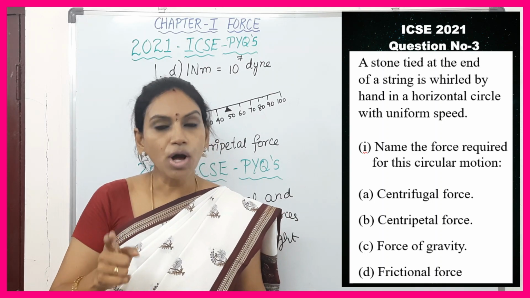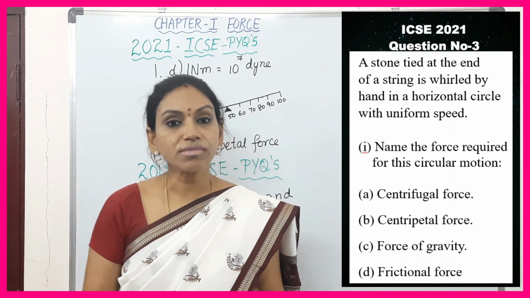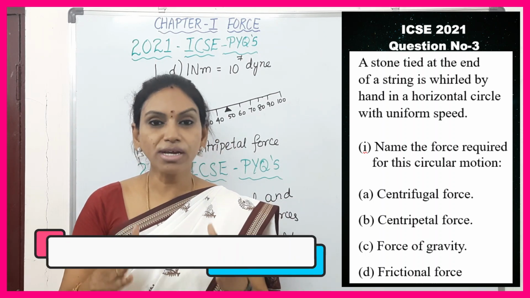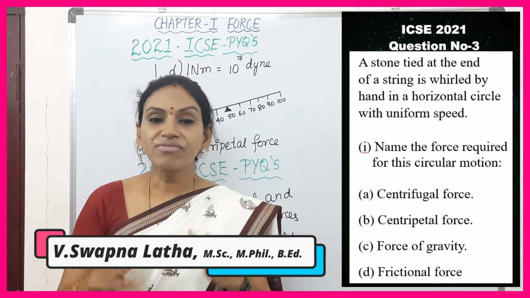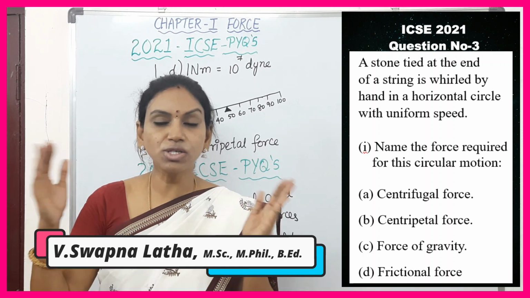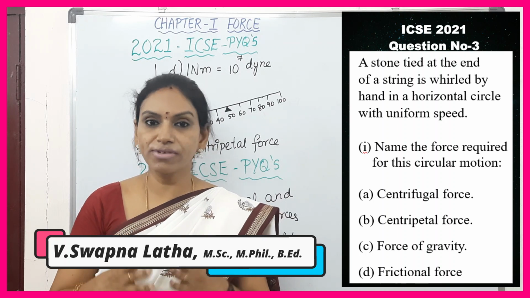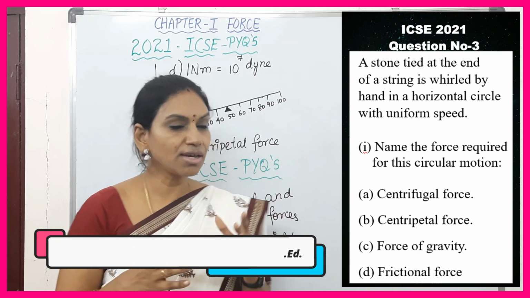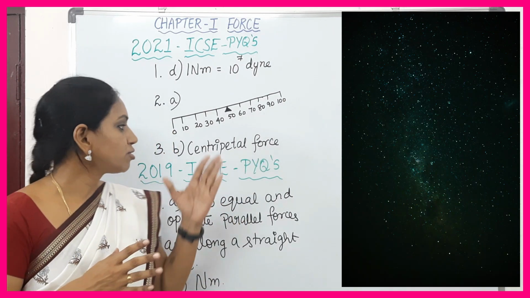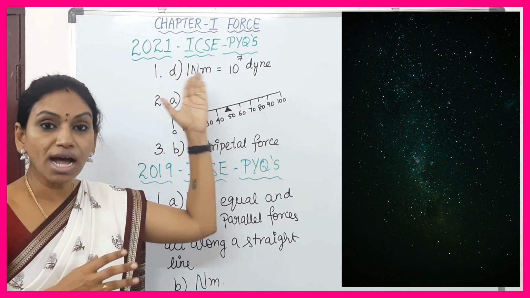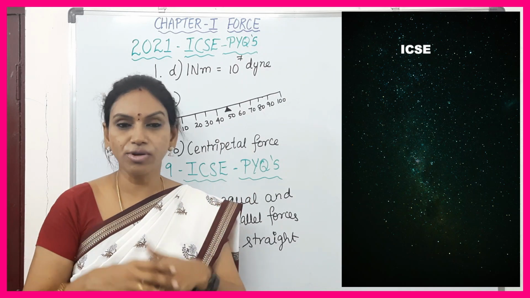We already know when any object is moving in a circular path, it will be moving with a uniform speed. But if a force is being applied towards its center, we call that force as centripetal force. We all of us know. So the correct answer would be option B, centripetal force. Yes. So that is 2021 ICSE board paper, which had 3 questions in section 1 only.